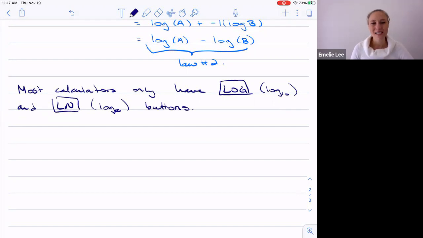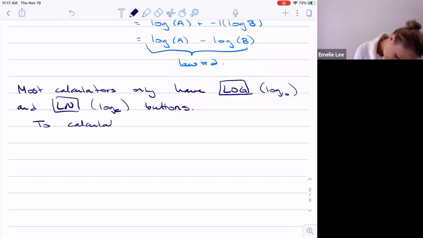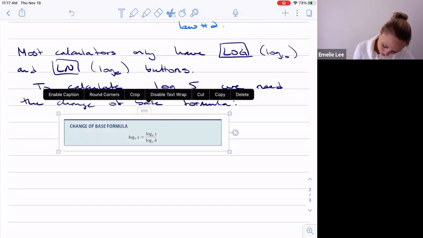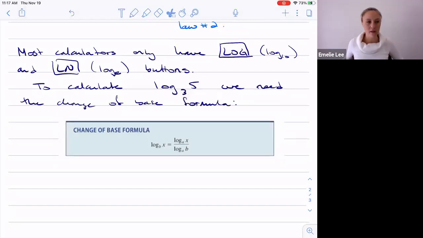Okay. To calculate something like the log base 3 of 5, right, we need some way to do that. So to calculate the log base 3 of 5, we need the change of base formula. The change of base formula, which looks like this. Okay. One thing to notice, right? So here I've got the log base b, so any base b of x. So in our case, our b is going to be 3 and our x is going to be 5.